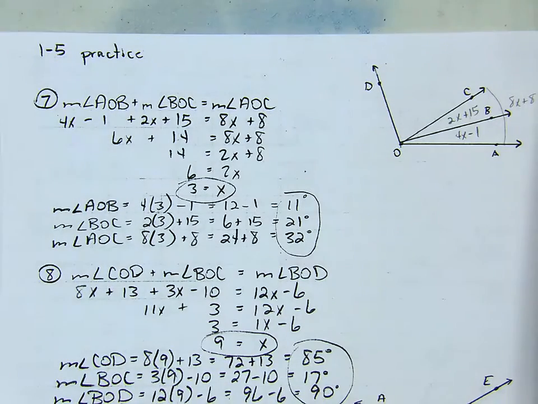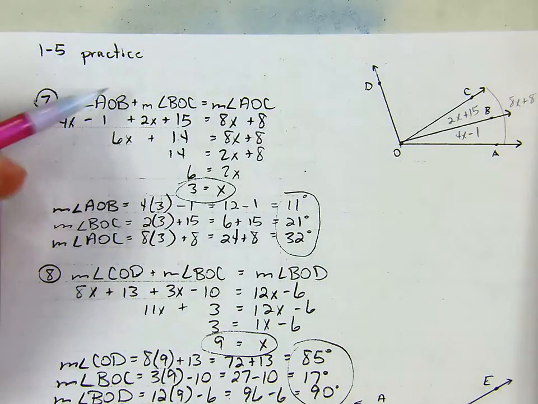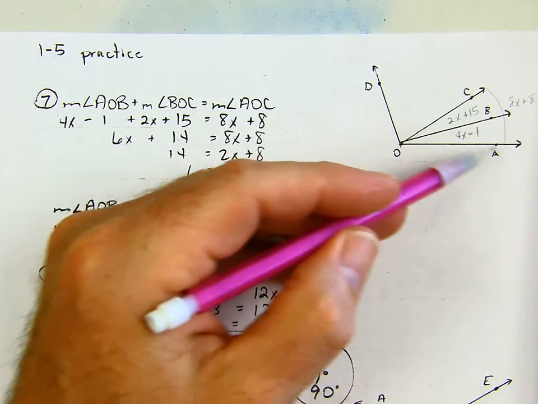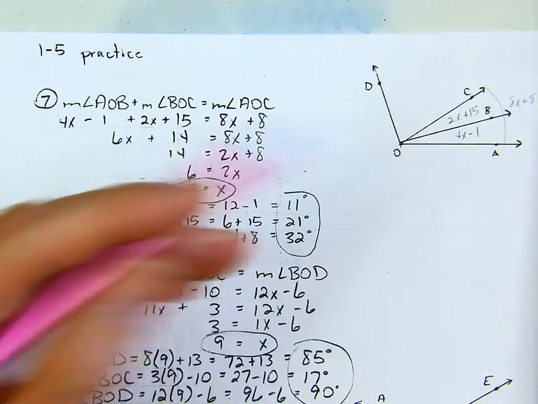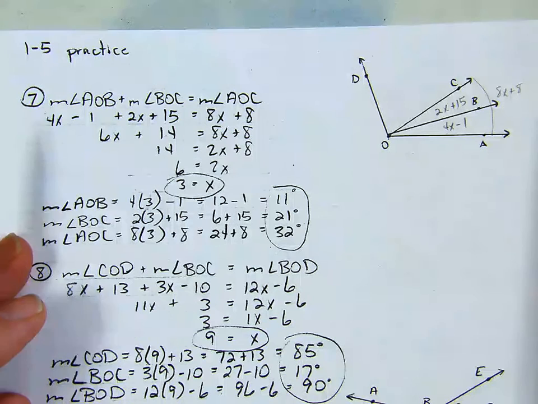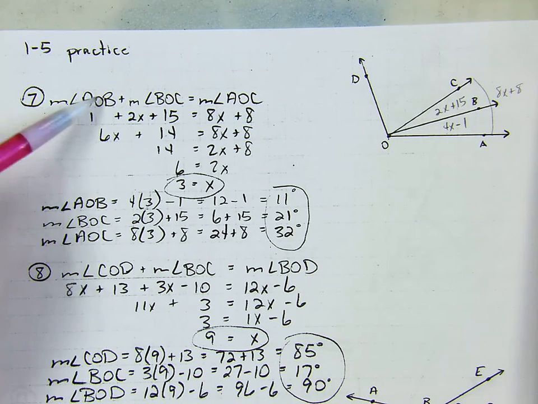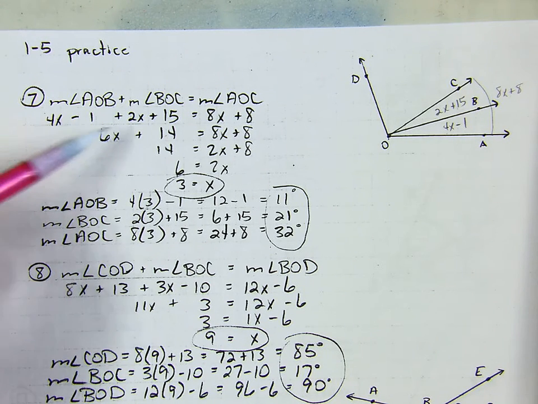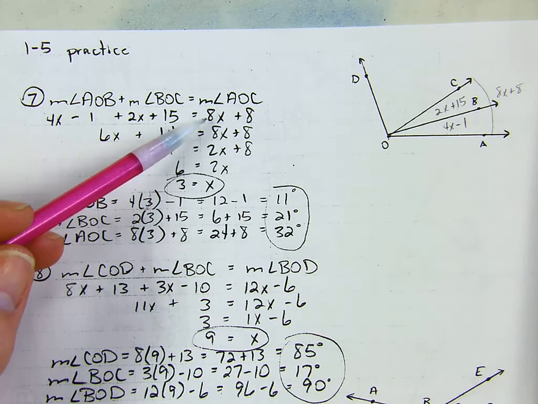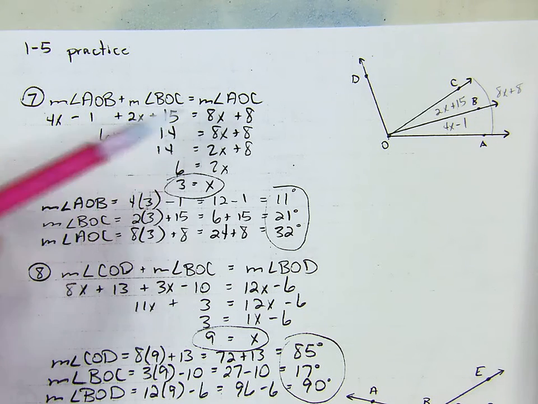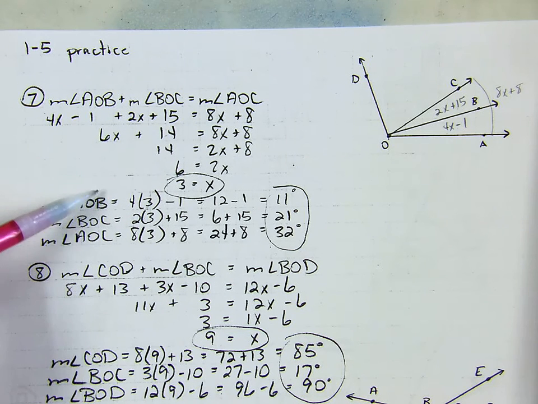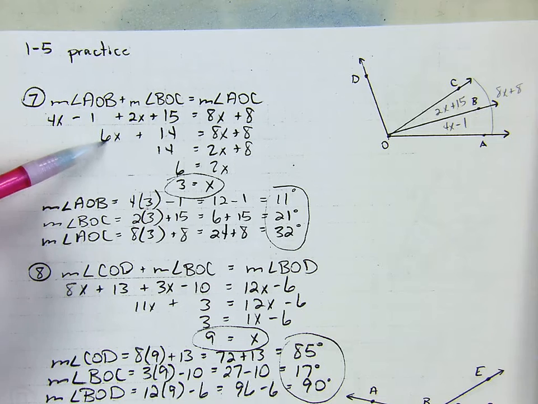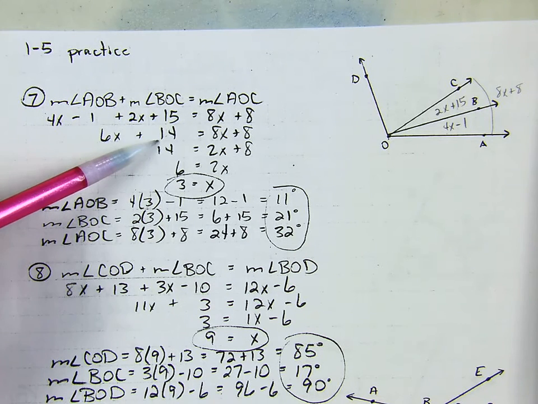So our equation is going to be that these two smaller angles, this one plus this one, is equal to the larger angle. Okay? And so when I substitute in, the measure of AOB is 4x minus 1, the measure of BOC is 2x plus 15, and they're equal when added together to AOC, 8x plus 8. 4x and 2x is 6x, negative 1 and 15 is 14.